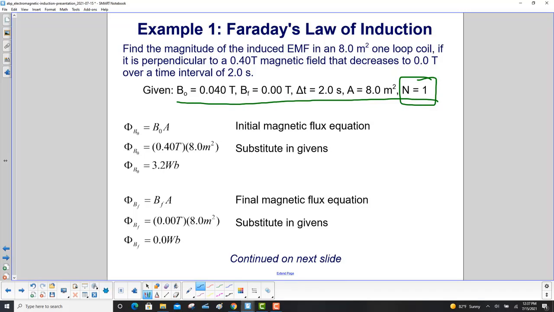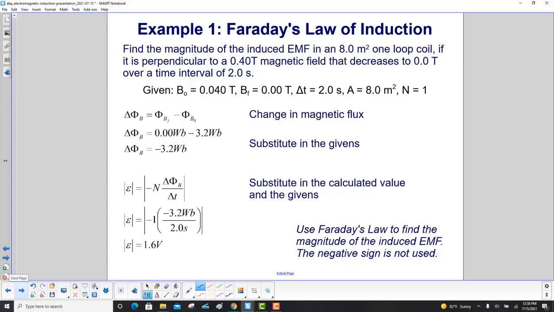We calculate our initial flux equation right over here, B times A, and it's perpendicular, so we can take the full value of the magnetic field in the area, and we get 3.2 Webers. Then we calculate the final flux, and since the magnetic field is 0, so is the magnetic flux. Now we find our change in magnetic flux, which is final flux minus initial. We get 0 minus 3.2, so we get minus 3.2 Webers.